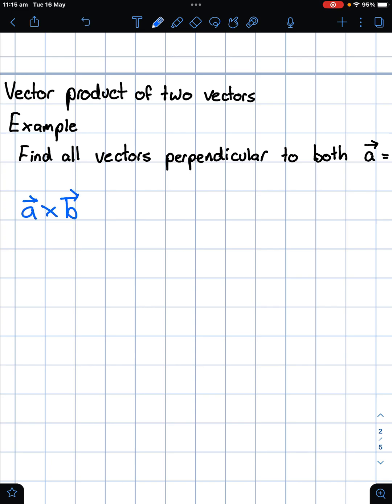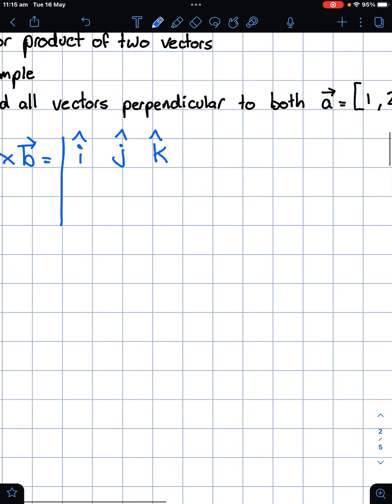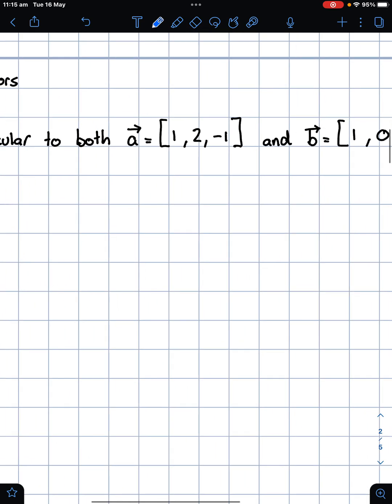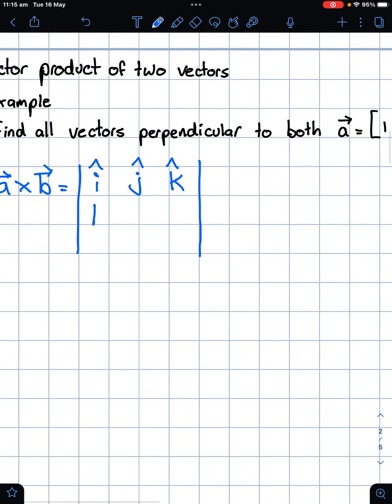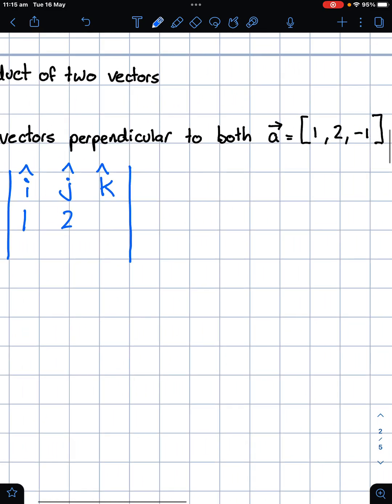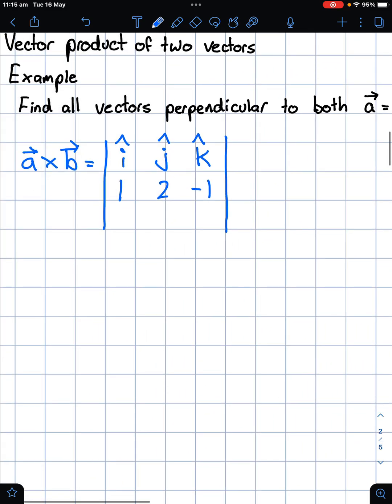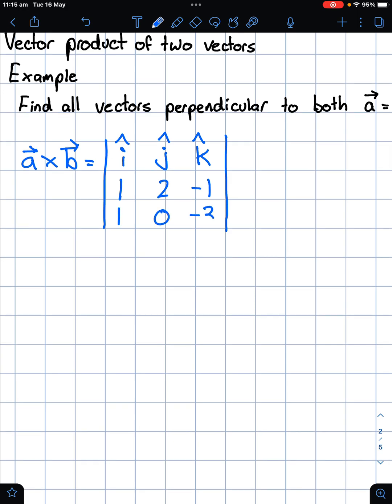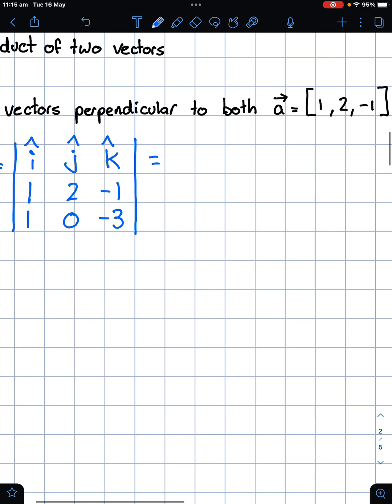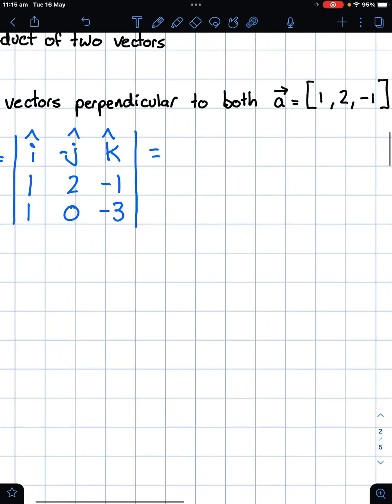So A cross B, which is going to be equal to I, J, K. This is sort of an algorithm here, and then we put our vectors in. So we're going to have A, which is 1, 2, and -1. And then we're going to have 1, 0, and -3. Cool. Now, obviously, you've got to remember that when you are doing the J vector, we've got our negative sign in front here. So we've got I.